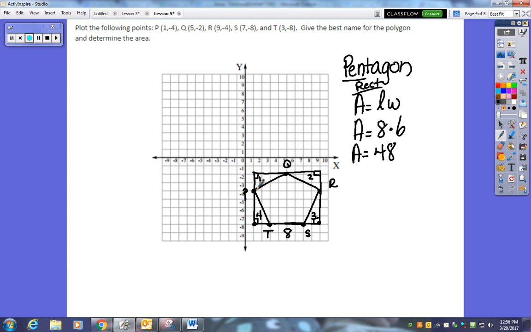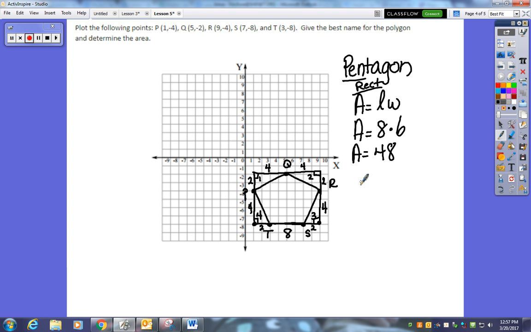So counting our bases and our heights for triangle 1: 1, 2, and 1, 2, 3, 4, stops right here. For triangle 2, it's 1, 2, and 1, 2, 3, 4. For triangle 3, it's 1, 2, and 1, 2, 3, 4. And for triangle 4, 1, 2, and 1, 2, 3, 4. So if you notice, all 4 of those triangles have the same base and height.